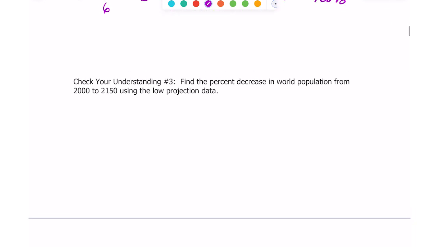I'd like you to pause the video and try the next problem related to the graph, and then you can unpause it when you're ready to move on.